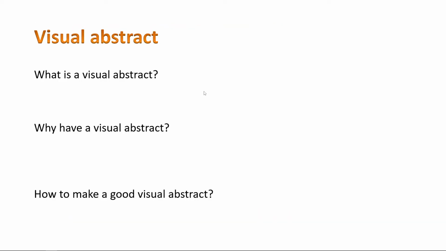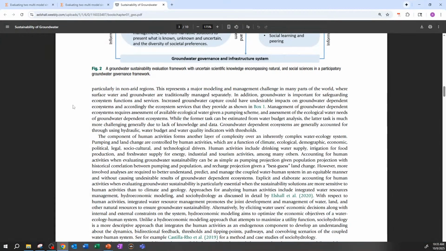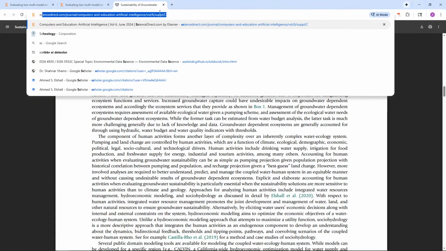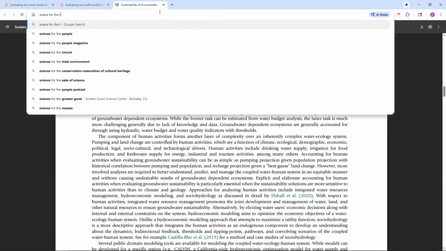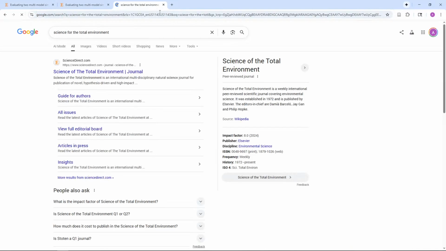So let me start a new topic, and I will end this module with this new topic, which is a visual abstract. Some journals require a visual abstract, for example Science of the Total Environment. That would require a visual abstract.